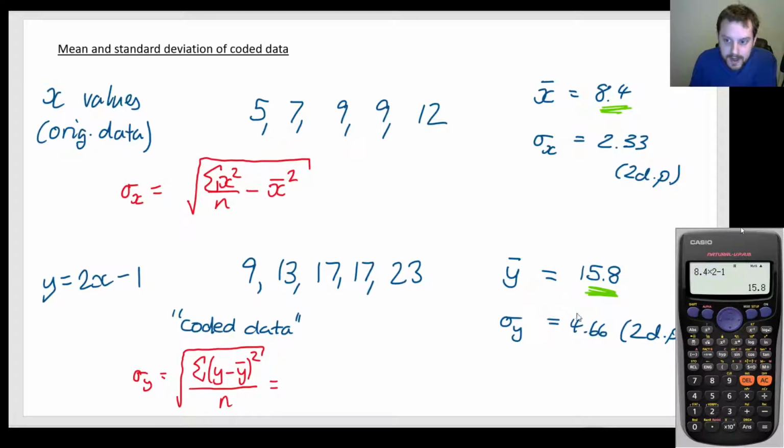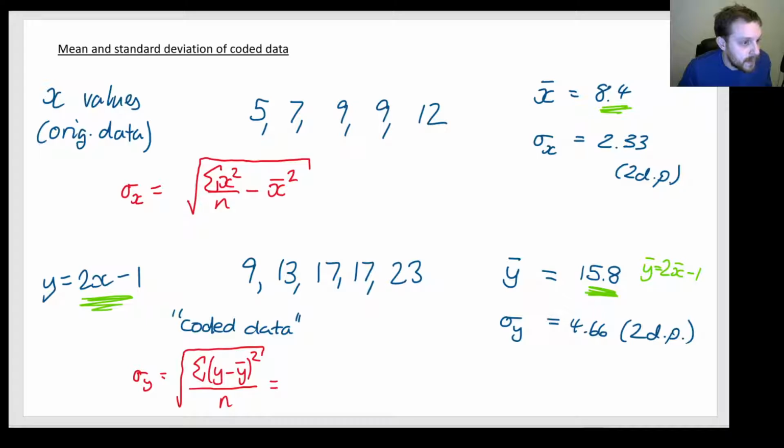So what we can say is that y bar would have been 2 lots of x bar minus 1 for us here, right? And that should make sense intuitively. Oh, let me get rid of the calculator, sorry. There you go. That should make a bit of sense intuitively, right?